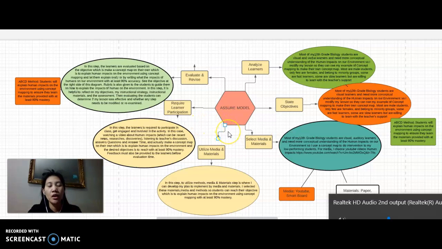Number two, I was able to analyze my learners, what they need and their learning styles, and I was able to select the media materials, and utilize media materials properly, and require all learners to participate in the discussion.